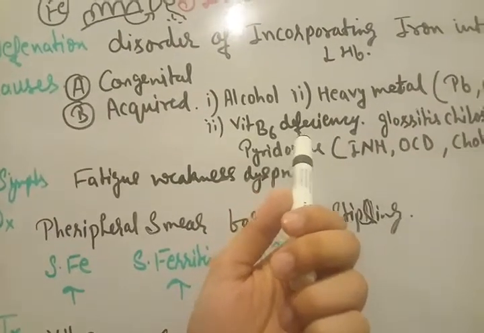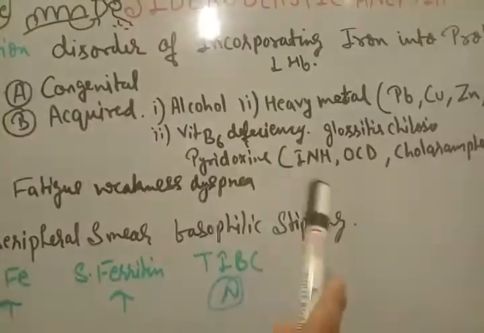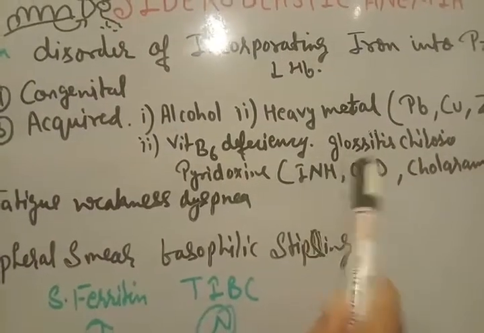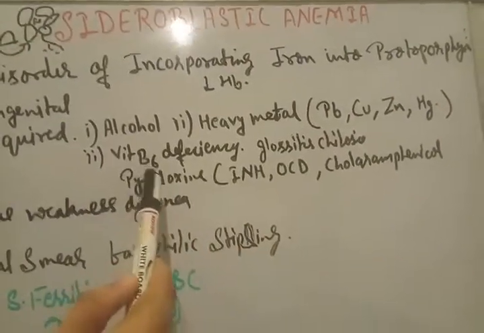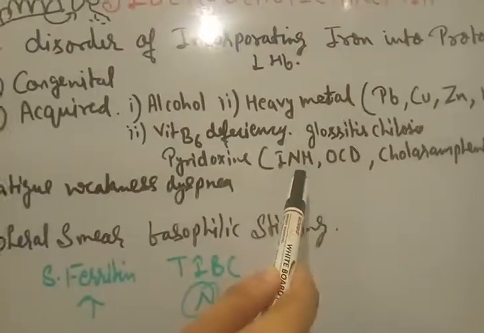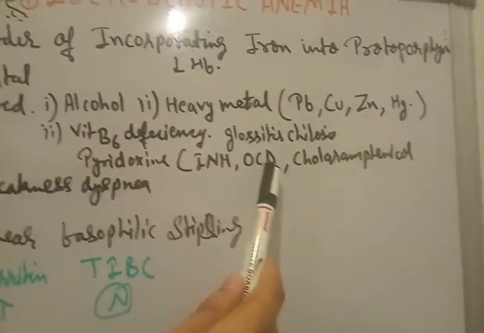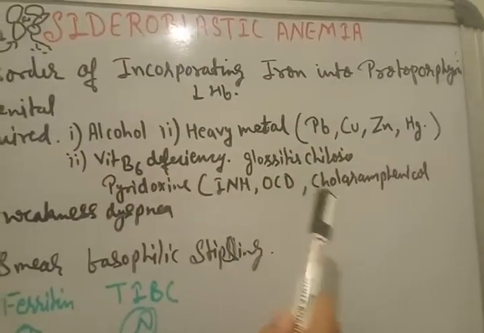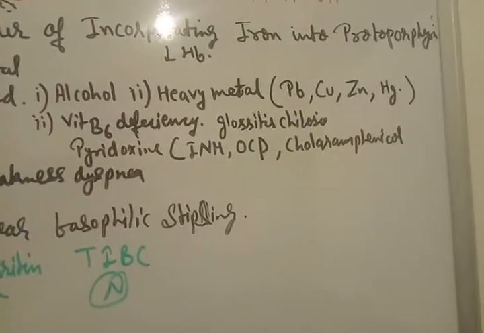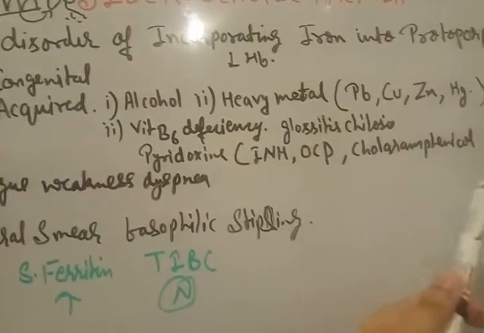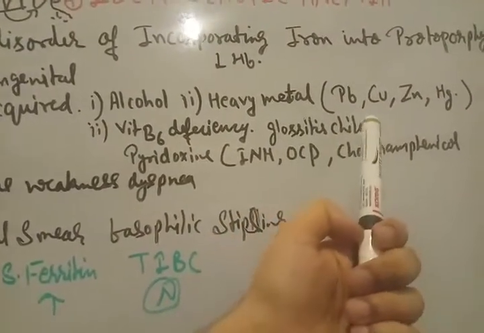Have you ever heard of the anti-tubercular drug isoniazid? It can cause pyridoxine deficiency. That's why with ATT, anti-tubercular treatment, we need to add pyridoxine also, because it causes pyridoxine deficiency. Some OCPs, oral contraceptive pills, and the drug chloramphenicol can also cause it. In case of vitamin B6 deficiency, there is glossitis and cheilitis.